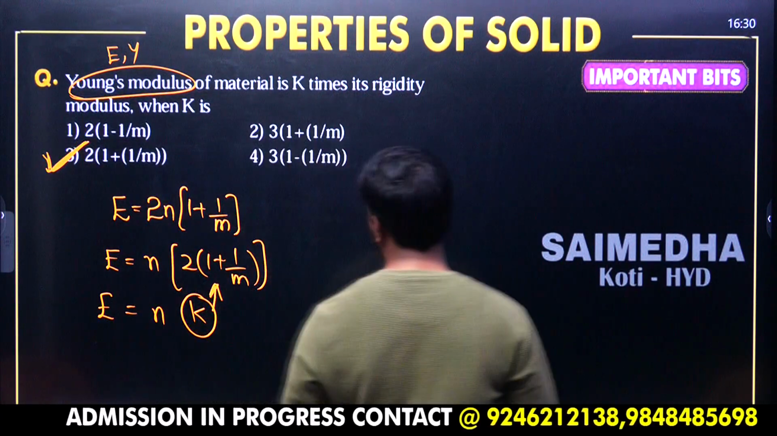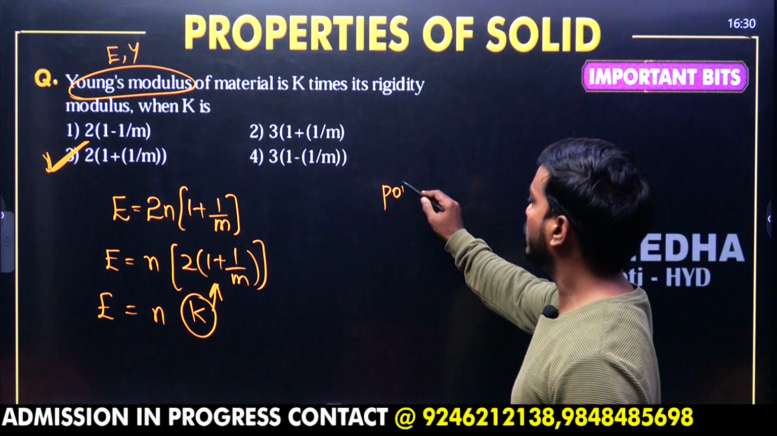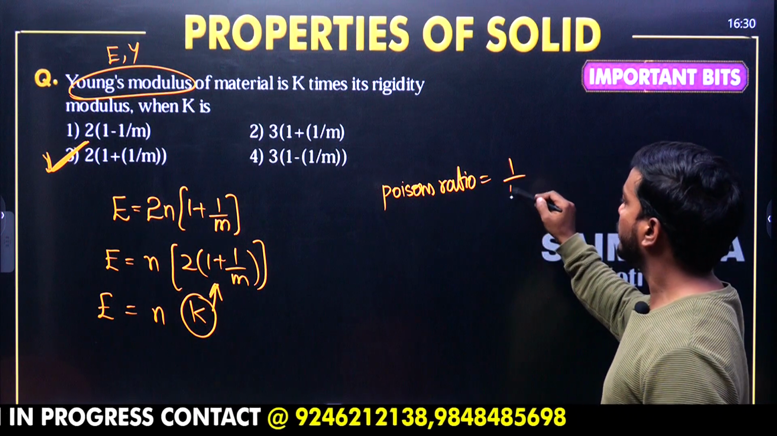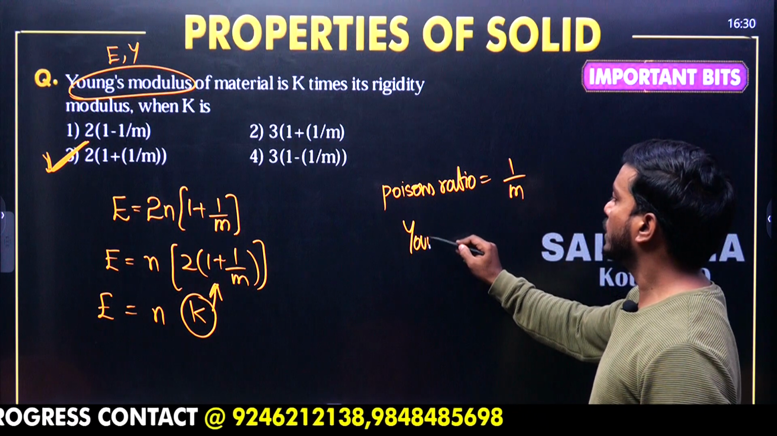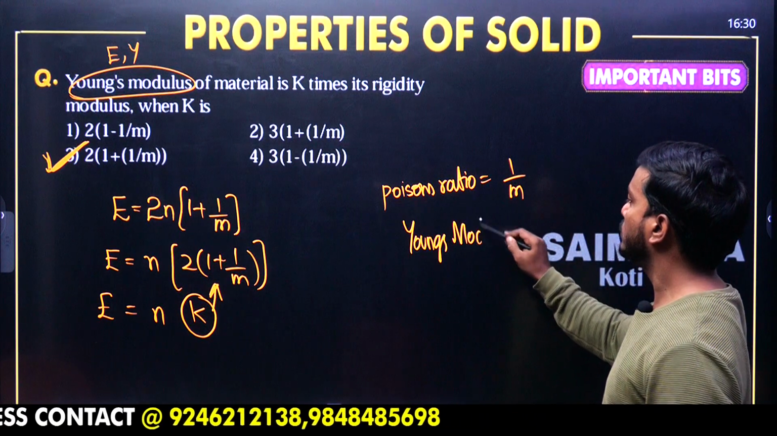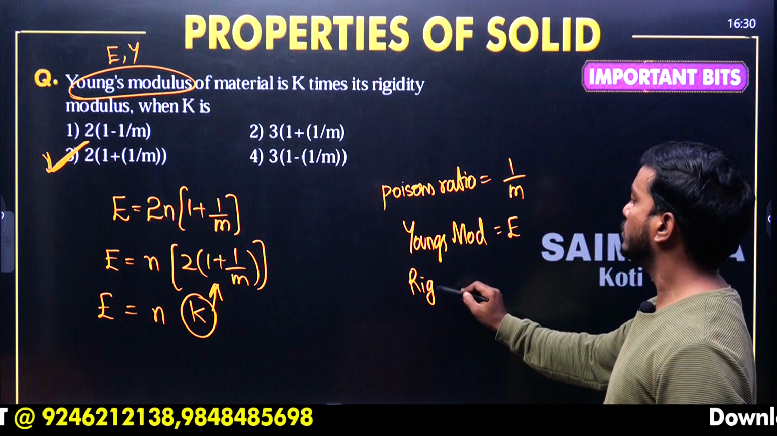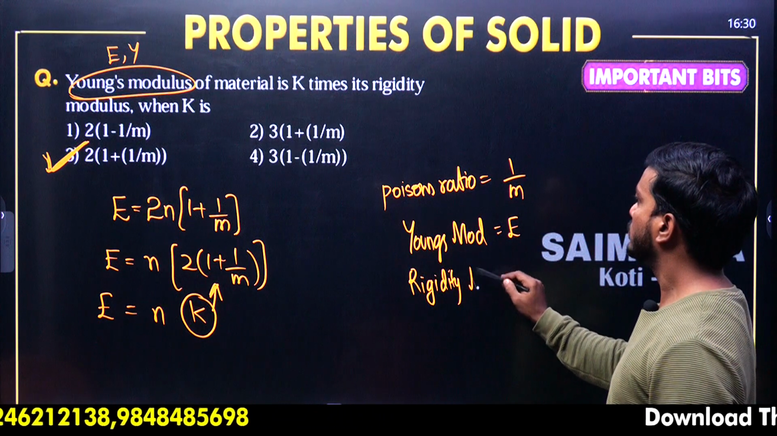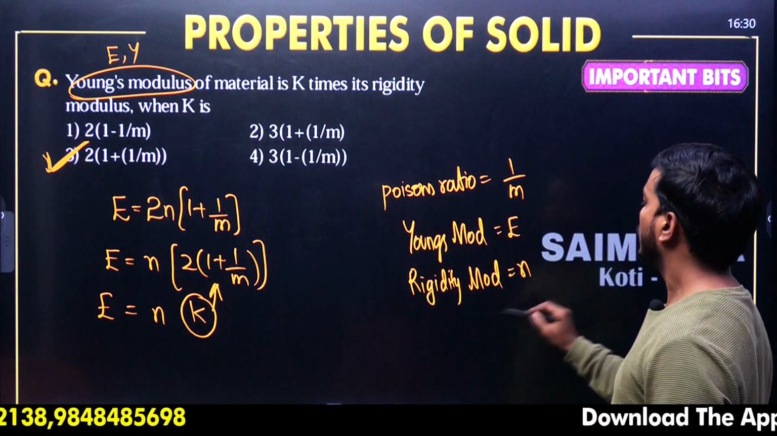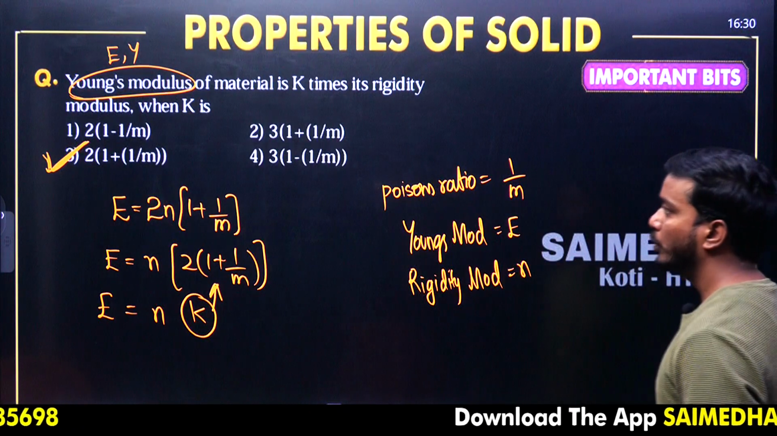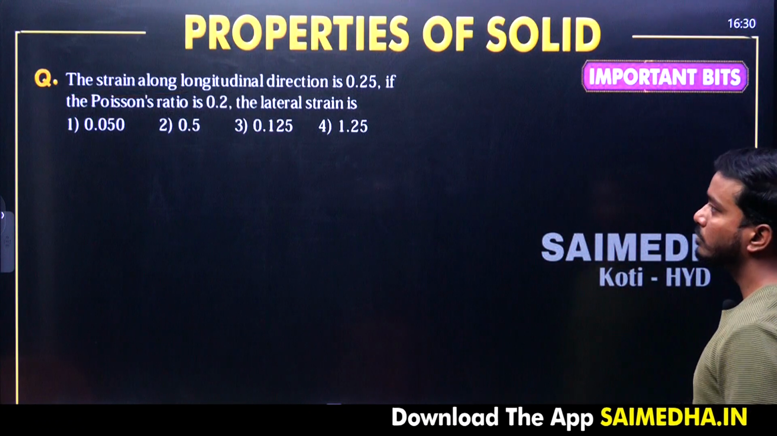Remember, Poisson's ratio is 1 by m here. Poisson's ratio is 1 by m. Young's modulus I am taking as E. Rigidity modulus we have taken as N. And K is the number it is. Moving on to the next question.